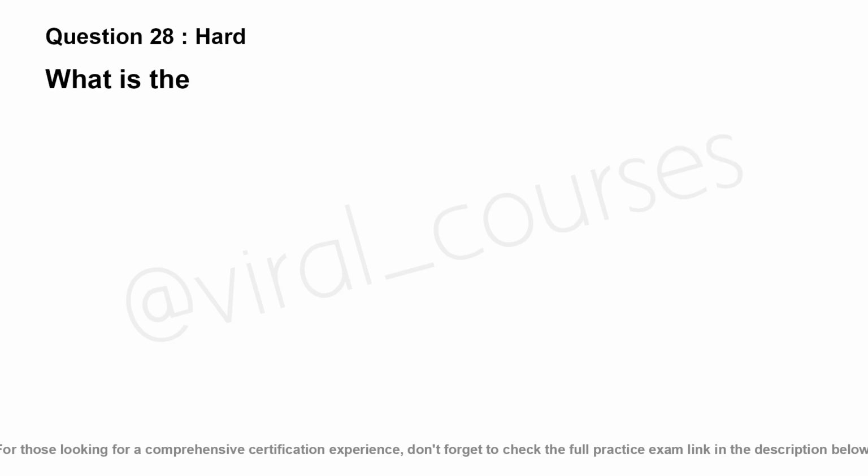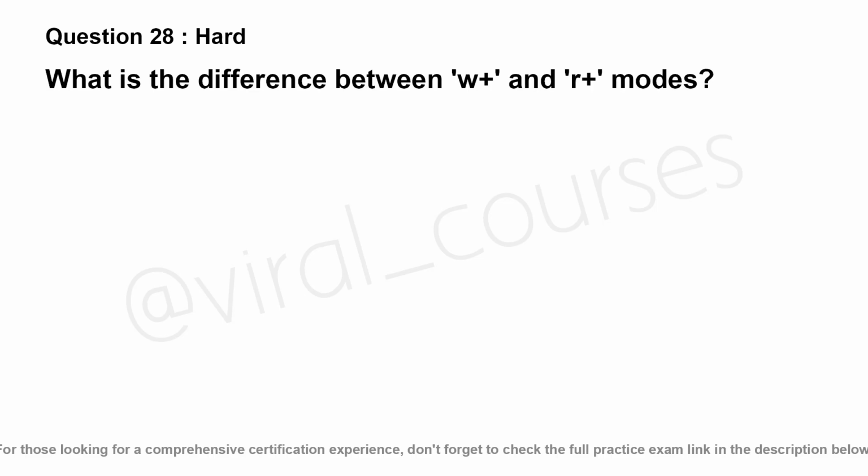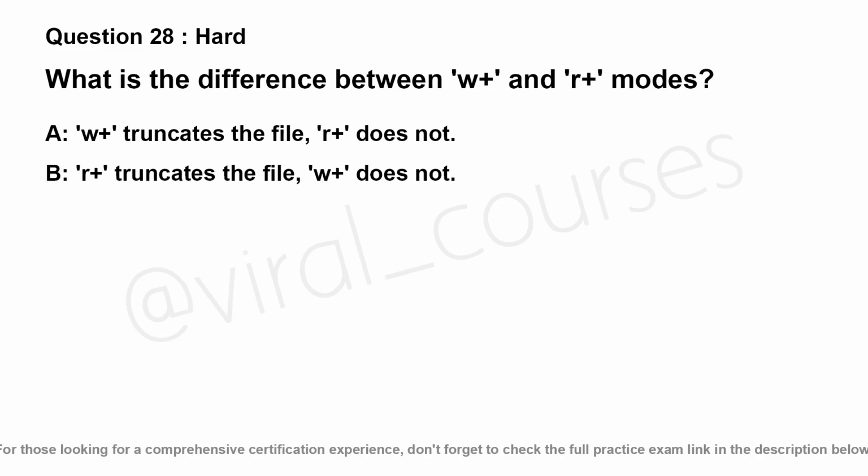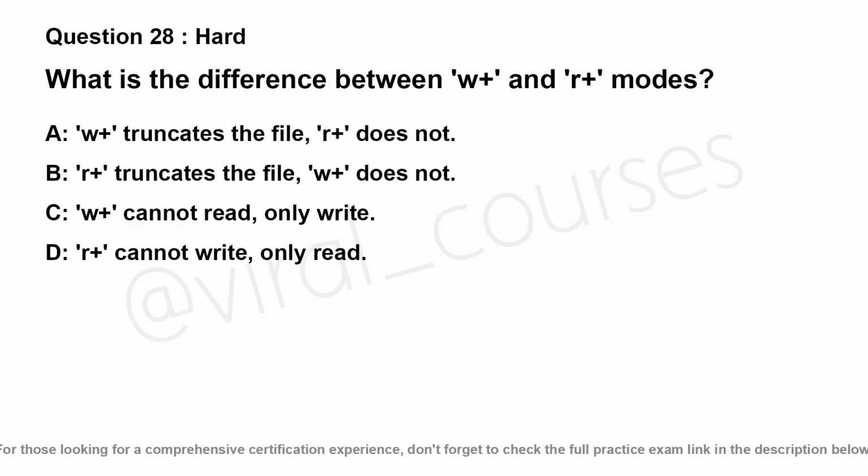What is the difference between 'w+' and 'r+' modes? Option A. 'w+' truncates the file, 'r+' does not. Option B. 'r+' truncates the file, 'w+' does not. Option C. 'w+' cannot read, only write. Option D. 'r+' cannot write, only read.